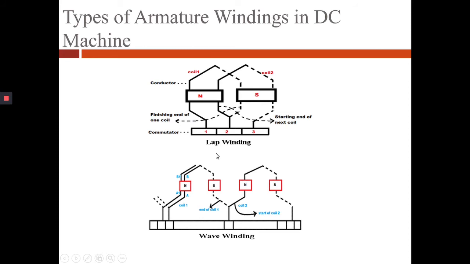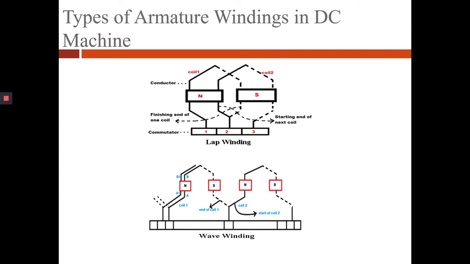The lap winding is preferable for high current and low voltage capacity, wave winding is preferable for low current and high voltage capacity generator. Lap winding is used for generator capacity more than 500 ampere and wave winding is used for generator capacity less than 500 ampere. Now we'll see a very important term, armature reaction.